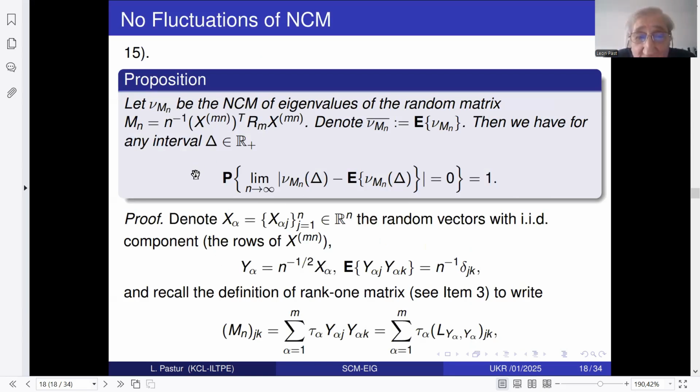I would like to prove that the difference between the normalized counting measure of the random matrix Mn, which is determined by this expression, and its expectation tends to 0. This is why you can say that, although we do not know whether the limit of the expectation exists, we know that this random measure nu n fluctuates less and less when the size of the matrix tends to infinity. Well, I believe that I'll finish on that point.